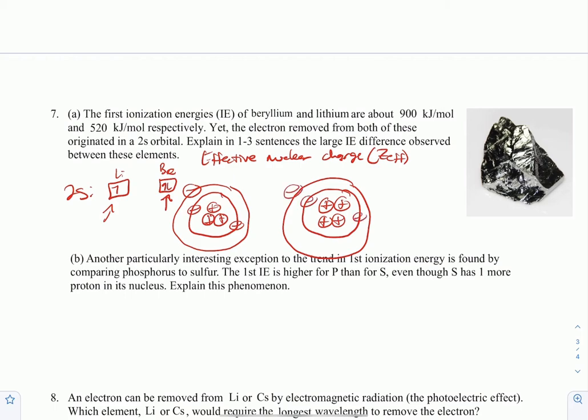Now, can you see that I have a stronger pull on the outermost valence electrons? It's going to be harder because now I've got more positive charge pulling on the two valence electrons. And so it's going to be harder to take it off beryllium because its effective nuclear charge is larger. It's going to take more energy to break the attraction between the nucleus and that outer valence electron in order to pop it off. However you want to explain that in 1 to 3 sentences is up to you, but that's how you want to answer your question, always in terms of effective nuclear charge.